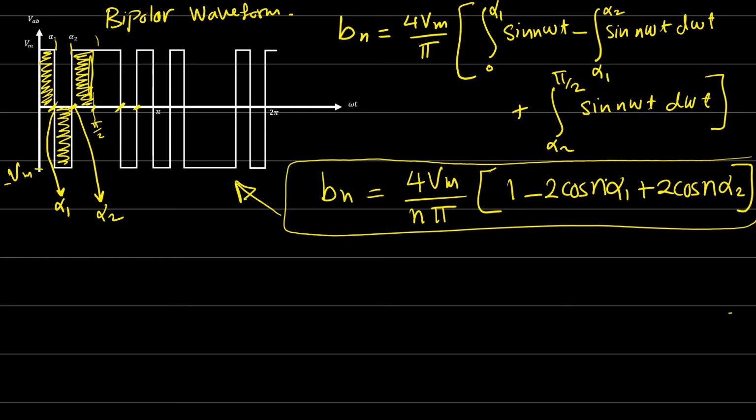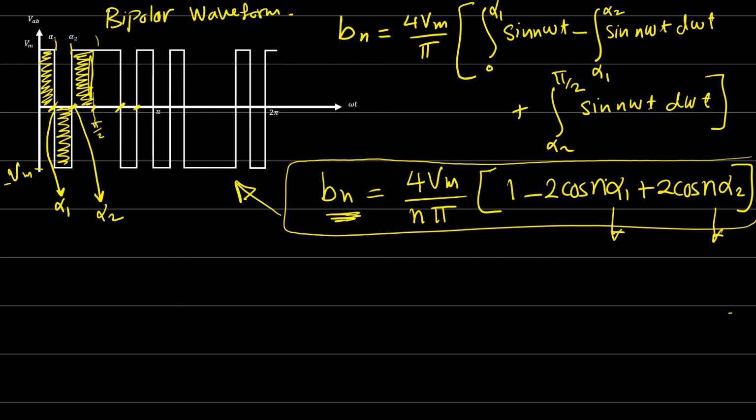Okay, now we can select alpha 1 and alpha 2 to make sure that Bn is equal to 0. And since we have two values for alphas, we can have two equations with two variables and eliminate two harmonics at a time. You can eliminate two harmonics at a time. Clear?